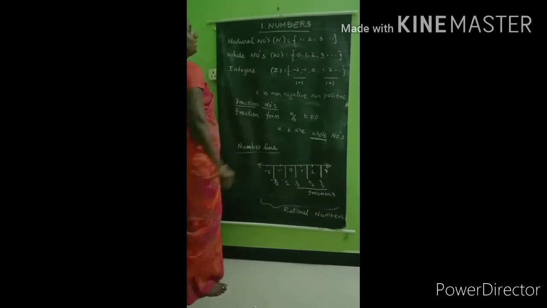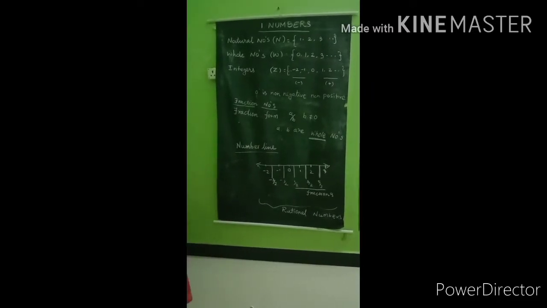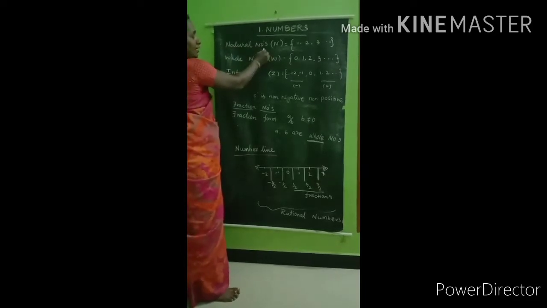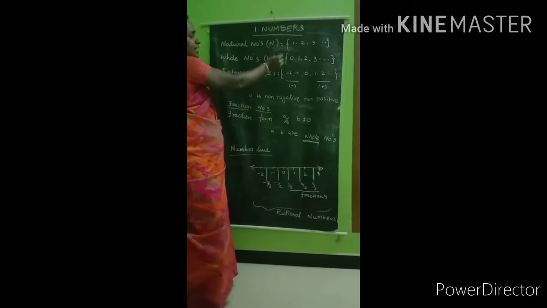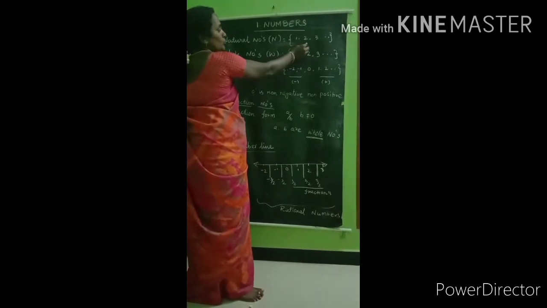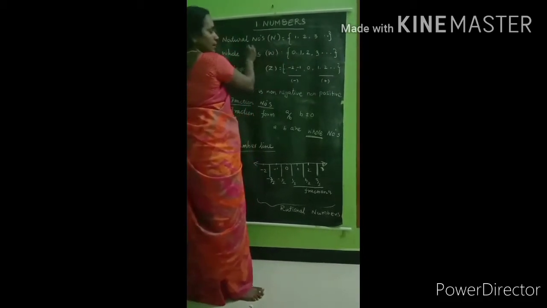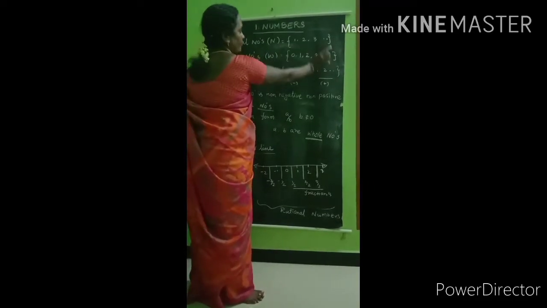First, in our lower classes we learned some types of numbers. The first one is natural numbers. Natural numbers are denoted with the letter N. The first natural number is 1, then 2, 3, and so on. Natural numbers do not have any end.